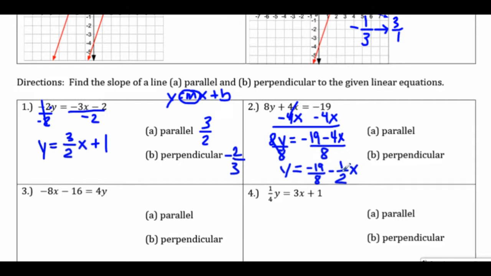You can use the math fraction button in your calculator if you need to. So here's our slope. The slope's in front of the x, so the slope's -1/2. Parallel lines have the same slope, so the slope is -1/2. And for perpendicular lines, you're going to flip the slope, reciprocal, so flip it, but also negate it. So if I flip this and change the sign, I would have a positive 2/1, which I'm just going to write as 2. Because negating it, two negatives make a positive. That's why it's a positive 2.